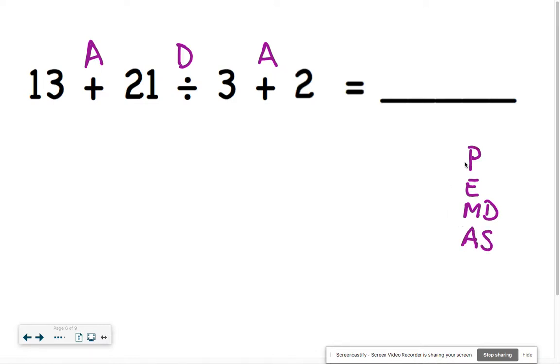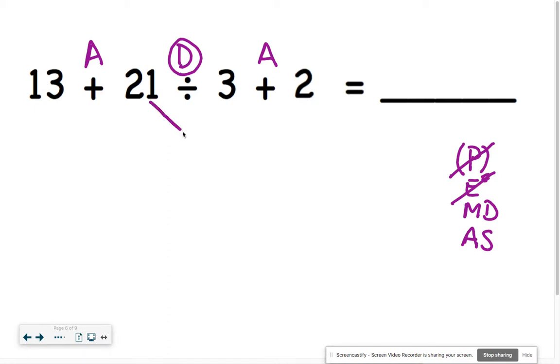we first start with parentheses. In this problem, I don't have any parentheses. If it helps you, sometimes draw little parentheses around the P so you remember what it is, but we can cross that step out. We don't have it. Exponents are those little numbers in the air, and we don't have any of those. The next is our multiplication or division. And right here we see that we do have a division. So that is going to be our first step.